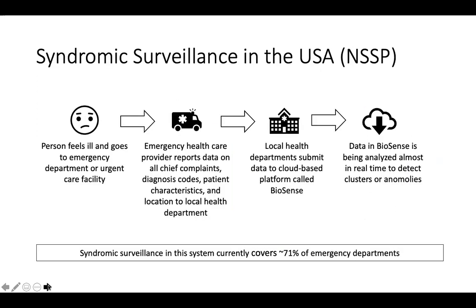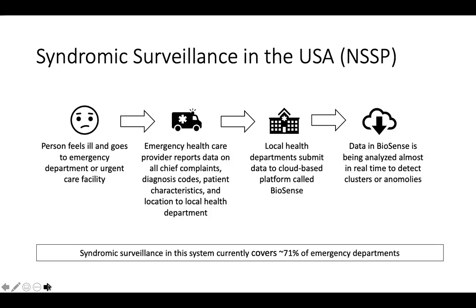Syndromic surveillance in the US: a person feels ill and goes to the emergency department or urgent care facility. They're the ones who then provide that data to the local health department. Data is provided on the chief complaints, the diagnosis code, characteristics of the patient, and where they are located. And that all goes to the local health department, and then it gets uploaded to this cloud maintained by the CDC, a public-private collaboration.